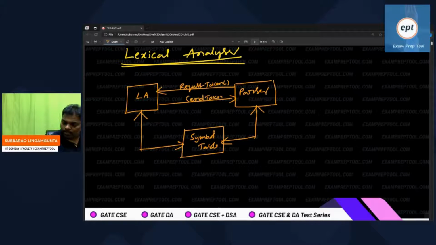What is the meaning? I will explain. Take this diagram. Lexical analyzer, take this diagram. Upper one is request token. Below one is send token. A receive token, something like that. Request, receive. Request and receive.